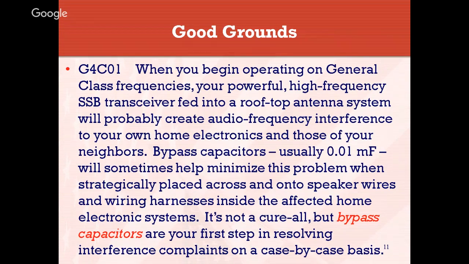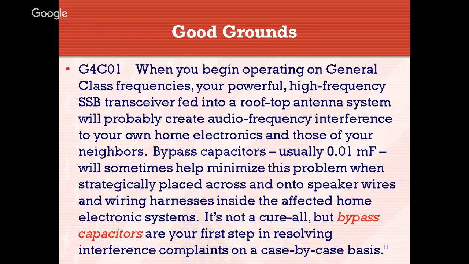When you begin operating on general class frequencies, your powerful HF single sideband transceiver is fed into a rooftop antenna system. It will probably create audio frequency interference to your home electronics and those of your neighbors. You can also use bypass capacitors. They're usually 0.01 microfarads, and will sometimes help minimize this problem when strategically placed across and onto speaker wires and wiring harnesses inside the affected home. It's not a cure-all, but bypass capacitors are your first step in resolving interference complaints on a case-by-case basis. So remember that as well.